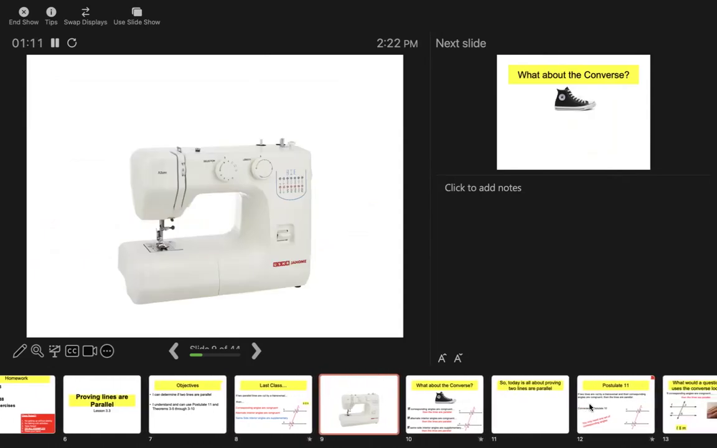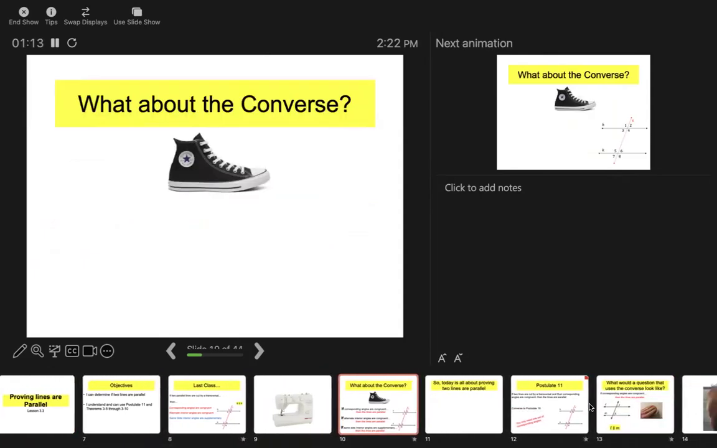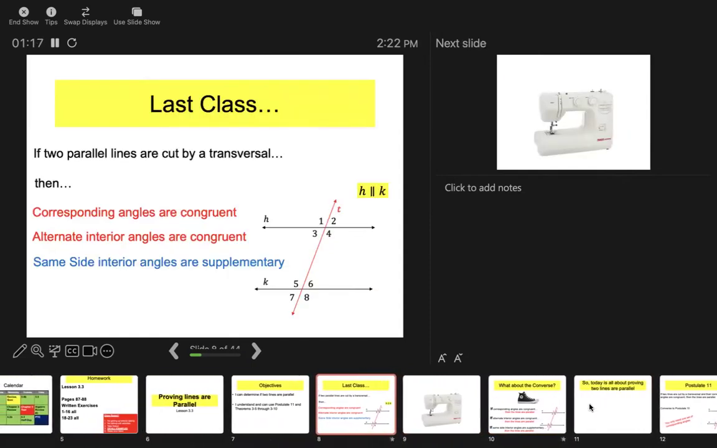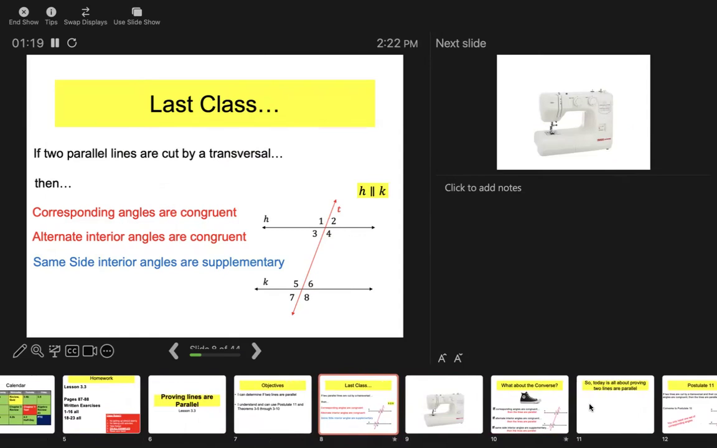So the question to you for this class is, well, what about the converse of those statements? If I go back to those 3 statements in red and blue: if 2 parallel lines are cut by transversal, then corresponding angles are congruent, alternate interior angles are congruent, and same side interior angles are supplementary. What would be the converse to those statements? And would those statements be true? That's what today's class is on.